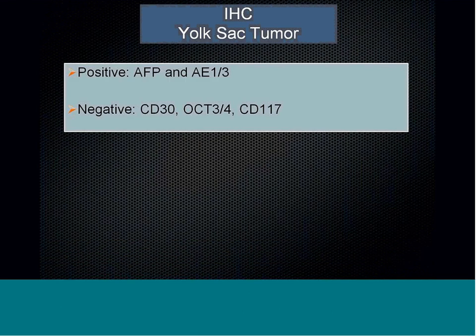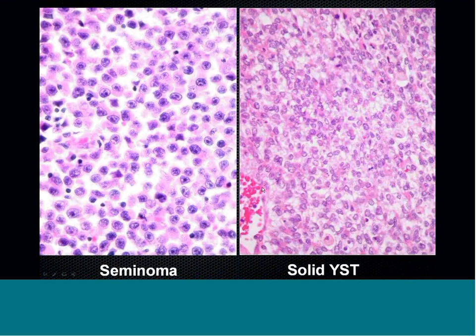Positive for alpha-fetoprotein and cytokeratins, and negative for CD30, OCT3-4, and c-kit. So I just want to show some relevant differential diagnostic pictures where immunostains can help. Left, seminoma; right, solid yolk sac tumor. This could be a potential diagnostic problem in certain cases, which could be resolved easily by immunostains.